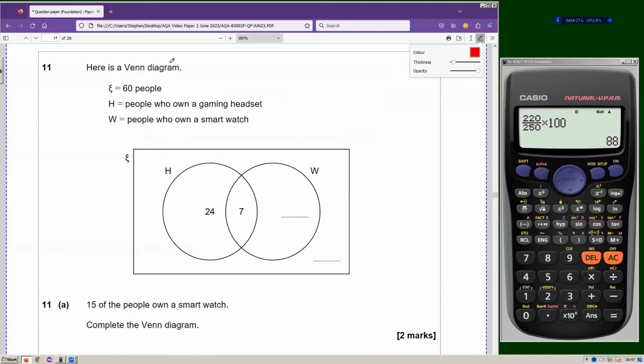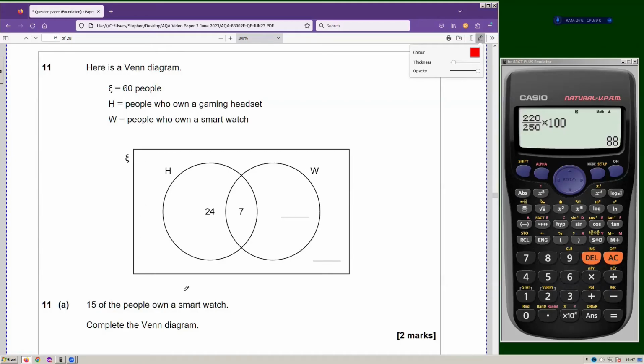Here is a Venn diagram. The universal set is 60 people. That just means the total. H is people who own a gaming headset. So this is the headset. W is people who own a smartwatch. So these are the people in here. And this bit in the middle is going to be people who own a headset and a smartwatch.